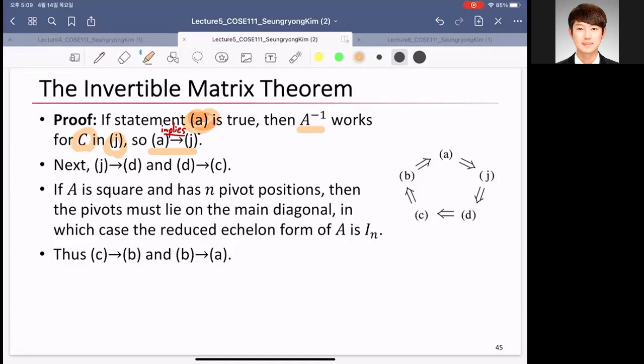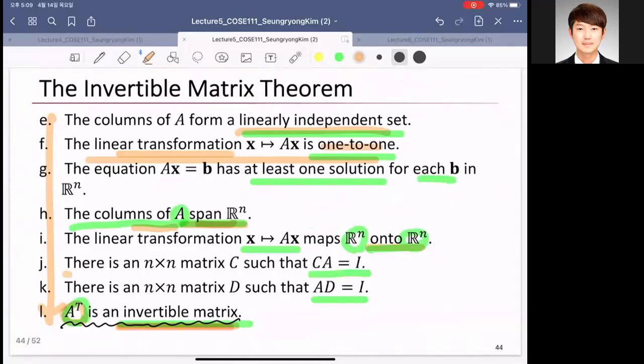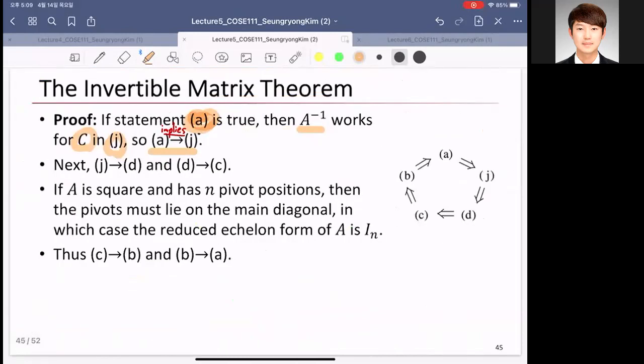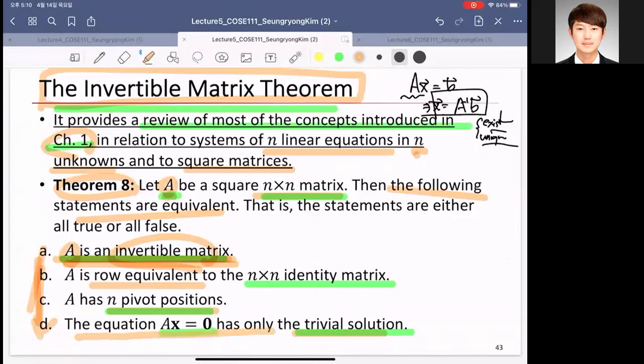So A implies J. If A is an invertible matrix, then there is this C. This is the definition of the invertible matrix, right? Then A to J. Next, J to B and J to D and D to C. Here, the equation Ax equals 0 has only the trivial solution. Why? Because we have an inverse of matrix A, then by multiplying A inverse on the left hand side and right hand side, it's going to be the identity matrix.